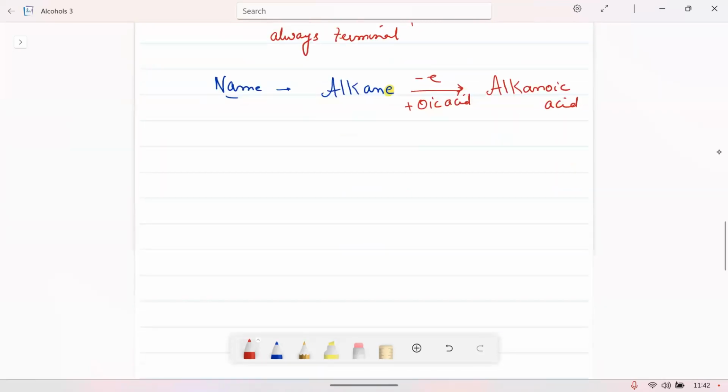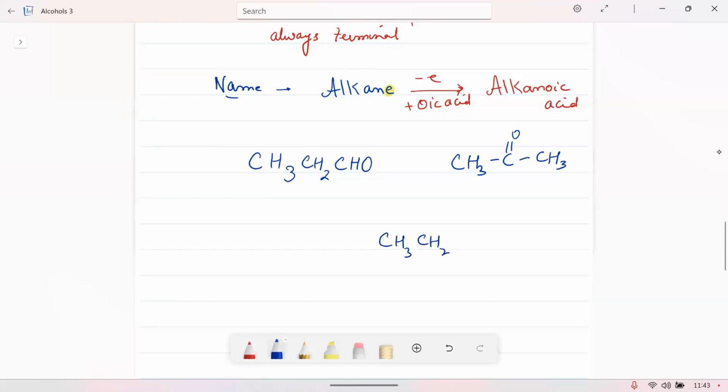Let's take an example to understand the naming. For example, I'm giving you CH3, CH2, CHO, then CH3, C double bond O, CH3, and then CH3, CH2, COOH. So all the 3 have the same number of carbon atoms, but the functional group is different. Here it is CHO, here it is C double bond O, and here it is COOH.